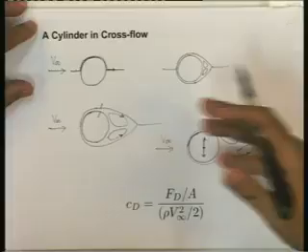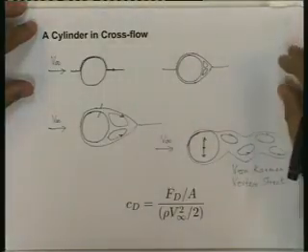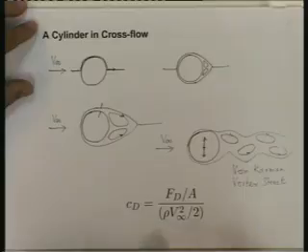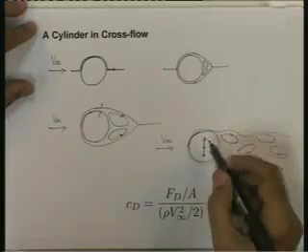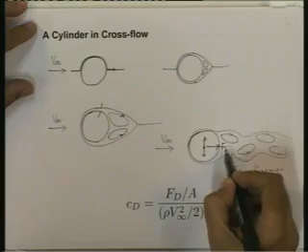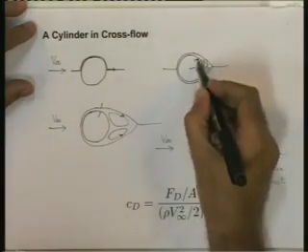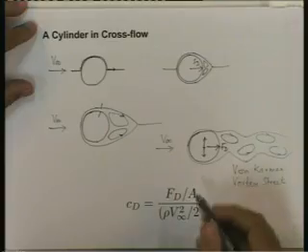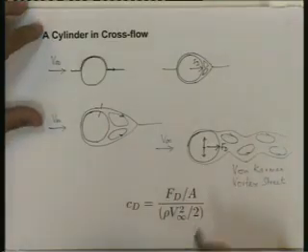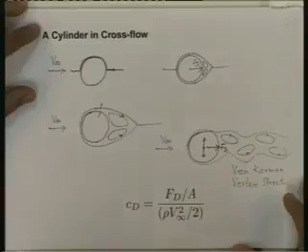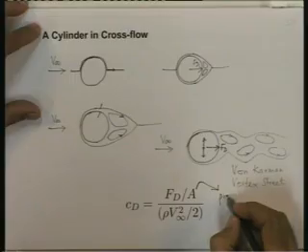Each one of these different situations leads to different drag coefficients, and the drag coefficient here, CD,d because it is based on the diameter, is defined as the drag force, which is force in the direction of the approaching velocity, divided by area, divided by rho v infinity squared by 2. One should remember here that unlike the flat plate, where we took the flat plate area, this area is the projected area.